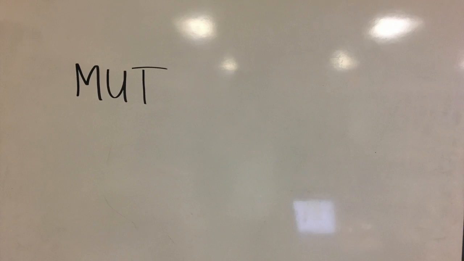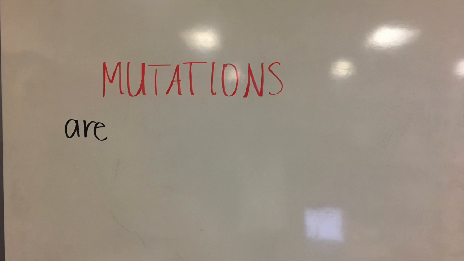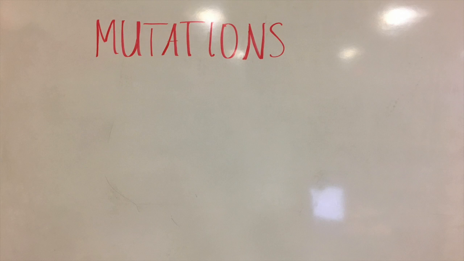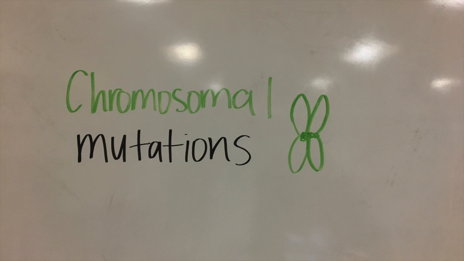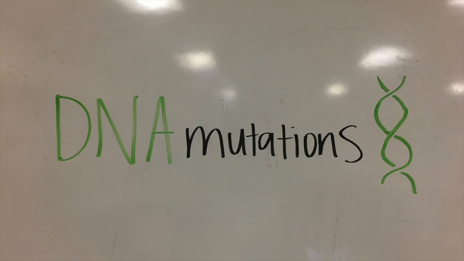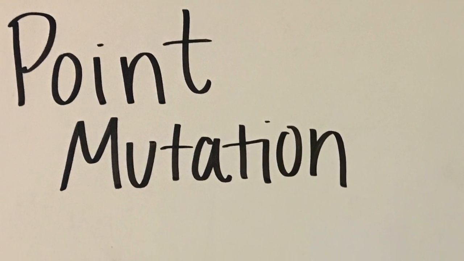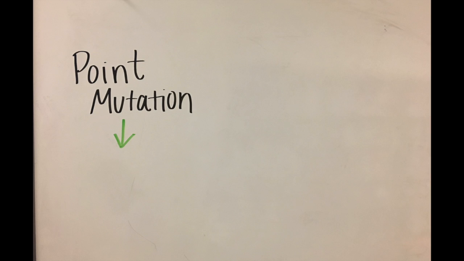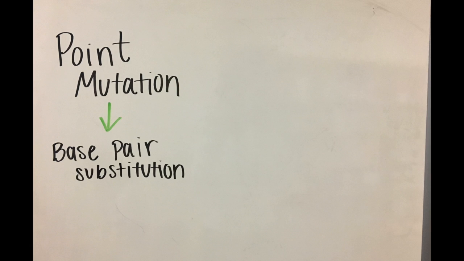Now it's time to get into mutations. Mutations are changes in the genetic material of a cell or virus. Two types of mutations are DNA and chromosomal mutations. Let's talk about DNA mutations first. Point mutations occur when a base pair of a single nucleotide in a DNA strand is changed. Point mutations can be divided into two categories: base pair substitutions and base pair insertions or deletions.